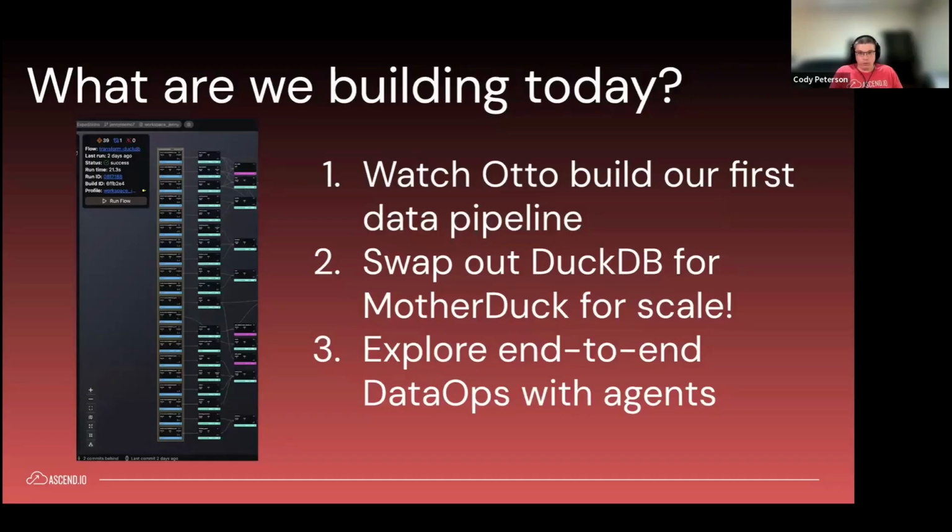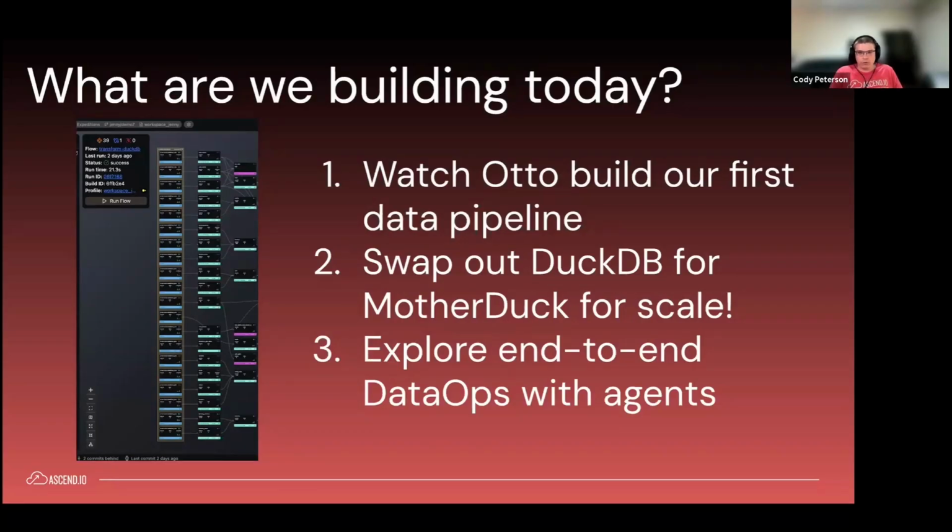So what are we going to do? We're going to first go sign up for Ascend, get into the product and click one button, and then Otto is going to go and build our first data pipeline for us. I forgot to mention earlier, but the goat animated figure that you'll see throughout Ascend is Otto, our agentic data engineering assistant. Then, while Otto's building that pipeline, we're going to go sign up for MotherDuck and then do a few steps to grab an API key and swap out our Ascend managed DuckDB for MotherDuck to benefit from all the scalability and things there.